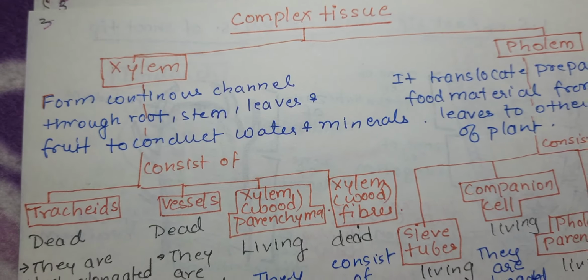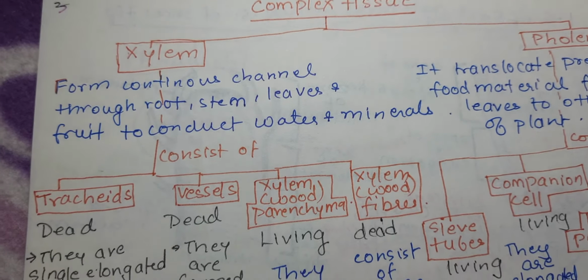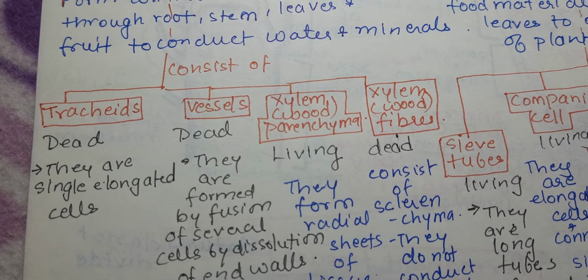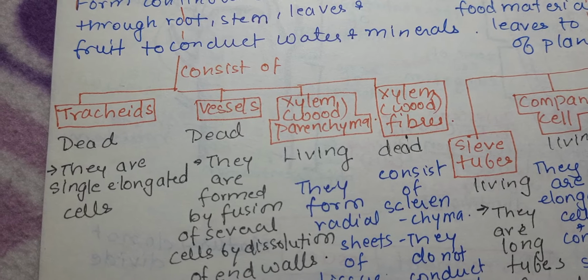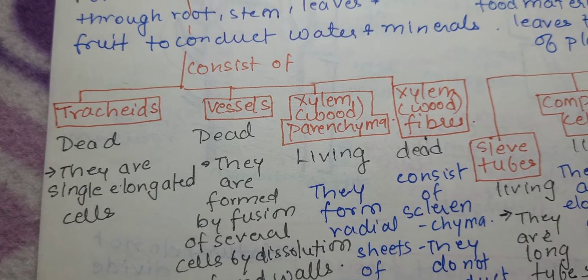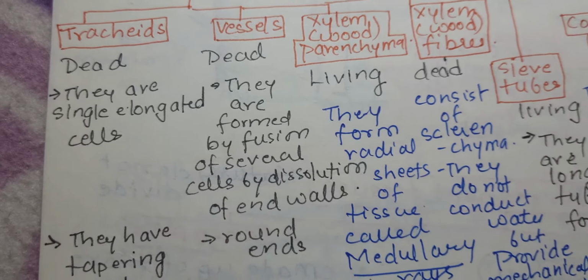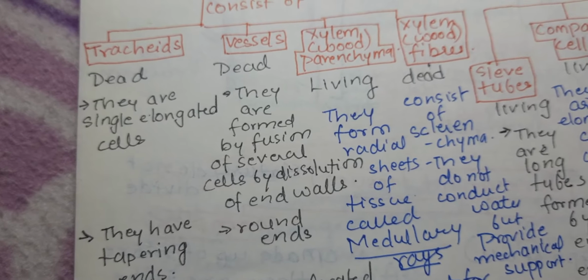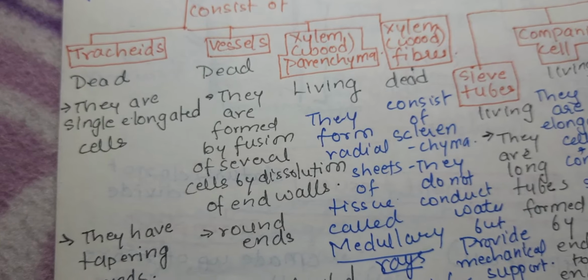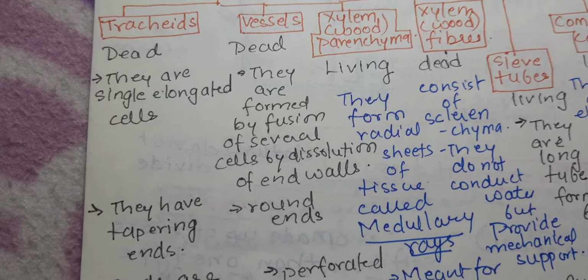The xylem forms a continuous channel through the root, stem, leaves, and fruit to conduct water, and it consists of four different things: tracheids, vessels, xylem parenchyma, which is also known as wood parenchyma, and xylem fiber, also known as wood fiber. Tracheids are dead, vessels are dead, and xylem parenchyma is the only living one. Tracheids are single elongated cells, whereas vessels are formed by the fusion of several cells by dissolution of the end wall, so they form a tube-like structure.